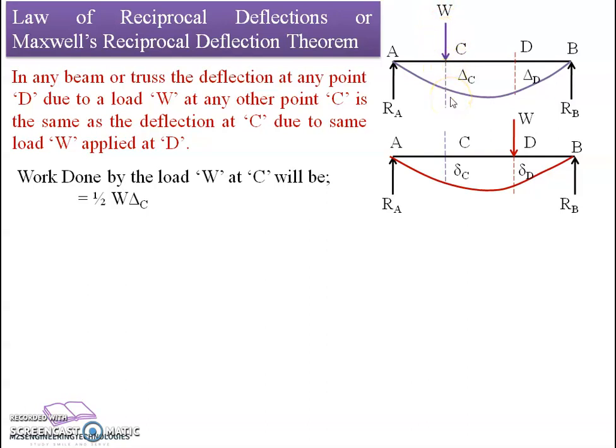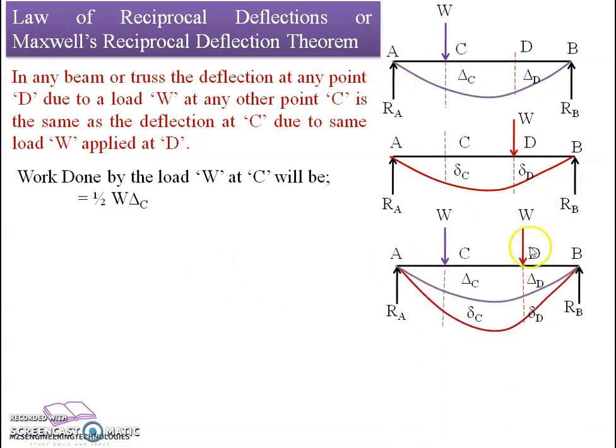Now if there is an action of a second force here, W acting on D, this is going to produce a distortion of delta D on this beam.